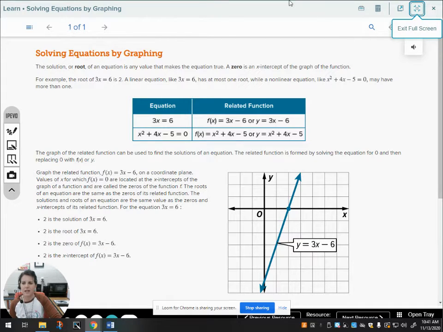So what we're looking at today is roots and zeros. We've been actually solving for roots all along. The root is just a value that makes an equation true. We call it the solution.